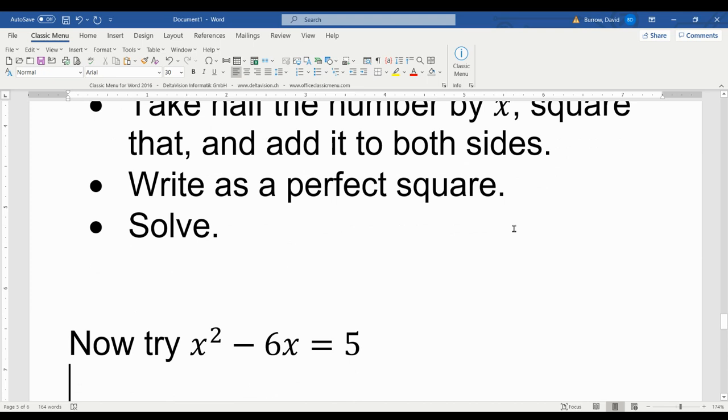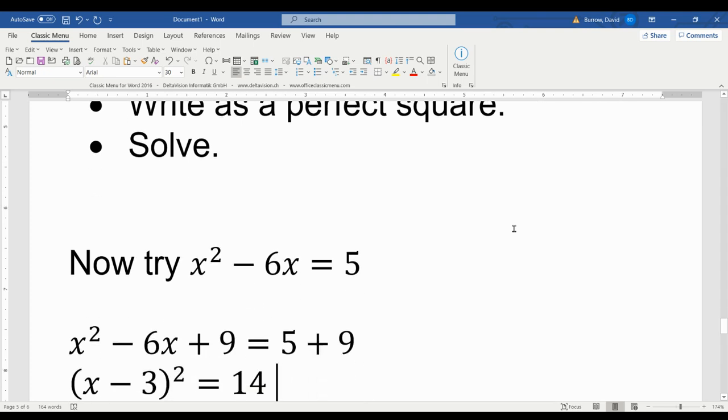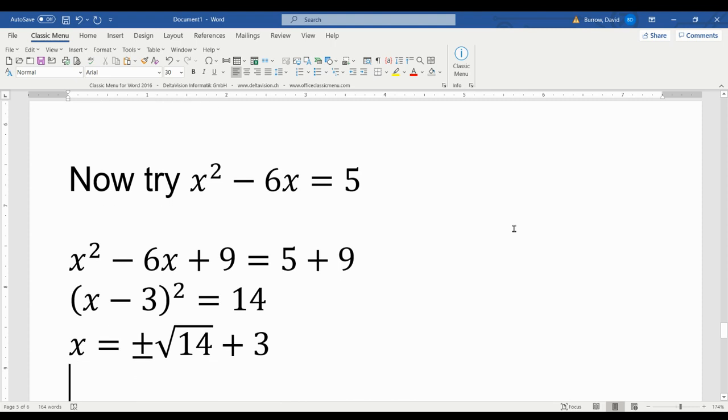The first one will end up being this one, x squared minus 6x equals 5. Who knows what I'm going to have to add on both sides this time? 9 is right, because we've got to do half of negative 6, which is negative 3, square that, and it's going to be 9. It's always going to be a positive number you add to both sides, because when you square stuff, it always becomes positive, okay? So I want to add 9, which I'm pretty sure is going to end up giving me something that looks like this. That makes sense to everybody?